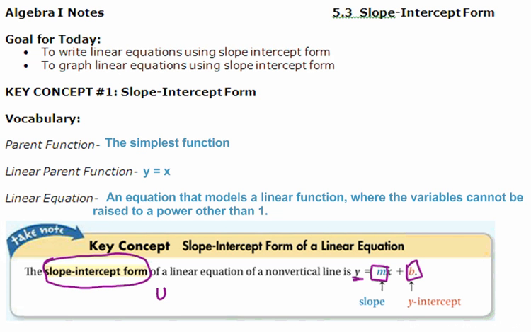So we say y equals mx plus b, where m is our slope and b is our y-intercept. The y-intercept is where your graph crosses the y-axis. Remember, the y-axis is the vertical axis.